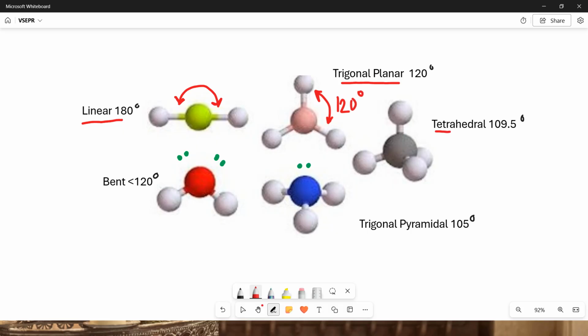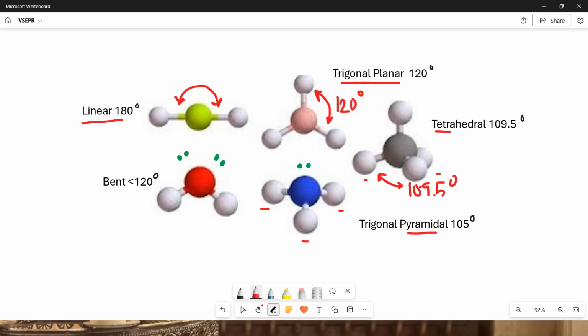Tetrahedral, tetra means 4 in Greek, and if I built this, the bottom 3 balls would sit on the tabletop and the top one would be sticking straight up. So I know it looks two-dimensional here, but three-dimensionally, the angle between here is 109.5 degrees.